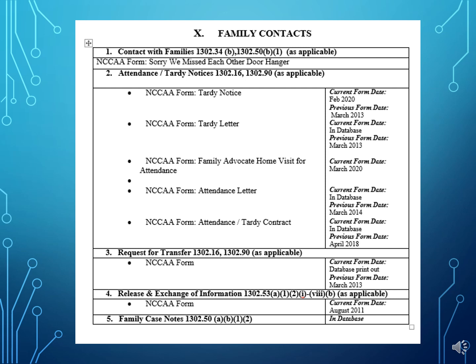Then we have the tardy notice, which has been slightly updated. We have the tardy letter, which is now in the database. We have the family advocate home visit for attendance form. We have the attendance letter, which is now created in the database. We have the attendance tardy contract, which is now created in the database as well. Request for transfer, created in the database. Release and exchange of information. It is still the same form that we've always used. And then family contact notes, which is from the database.